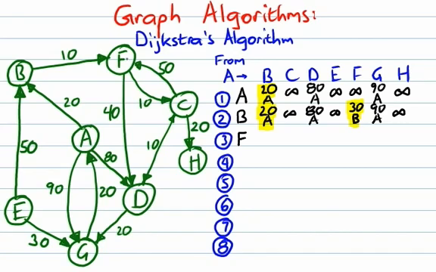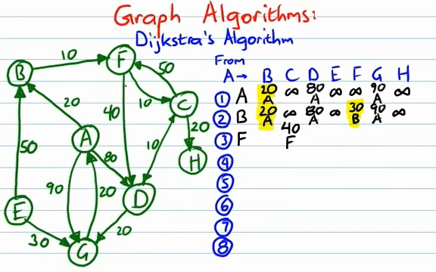Now we have two edges originating from F, one which takes us from F to C at a cost of 10. Now that's 10 plus the cost we have already of getting to F, 30. So 30 plus 10 is 40. To get to C, 40 is better than infinity. So we have a path to C, cost of 40, and it comes from F.